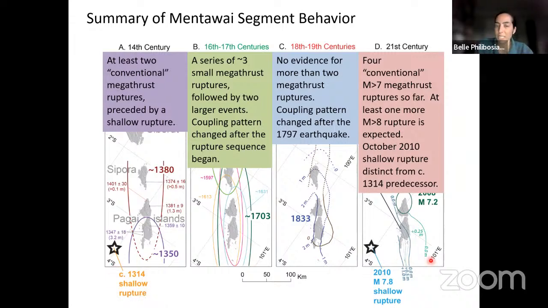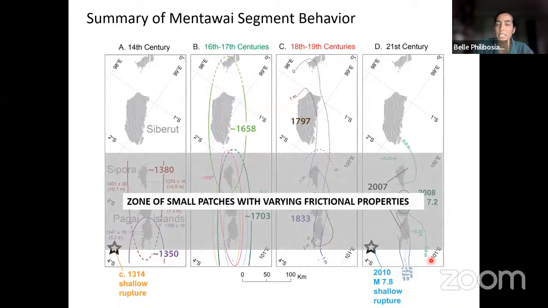So what all of this is suggesting is that this overlap zone is composed of a zone of small patches of the fault with varying frictional properties. And that is what is causing each of these sequences to evolve uniquely and with slightly different combinations of patches in each earthquake each time.